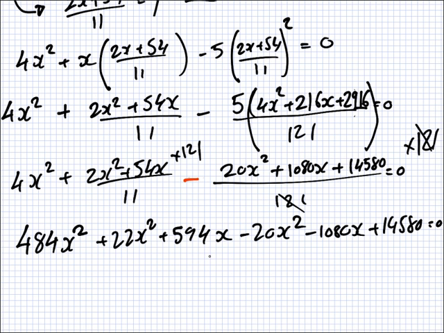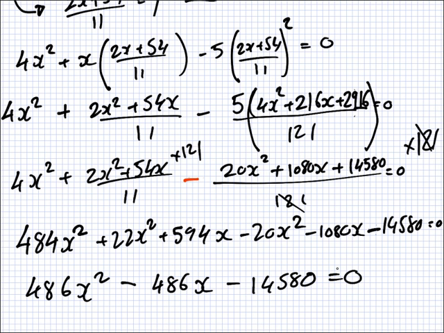Now, at least it's a quadratic with big numbers. How many x squareds do I have? 484 plus 22 minus 20. It's supposed to be minus 20, thank you. 486 x squared. Now the x is 594 minus 1080, so that's minus 486x, minus 14580.